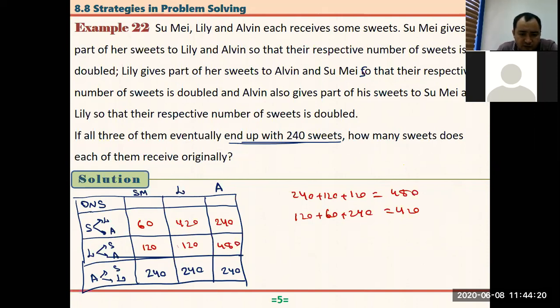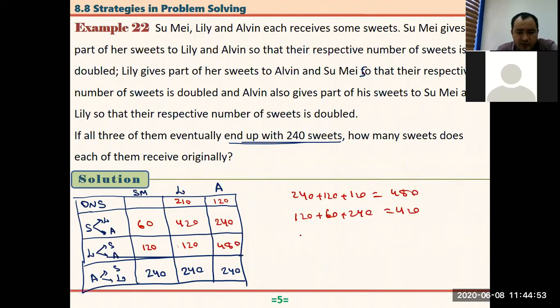So before giving, to double this one, she must have given 210, right? So here, 210. Because Sumay gave Lily 210 candies, Lily's candies doubled here. 210 times 2 is 420. And also Sumay gives some candies to Alvin, then Alvin's candies are doubled. So before this, Alvin had 120. Then Sumay had how many candies originally?